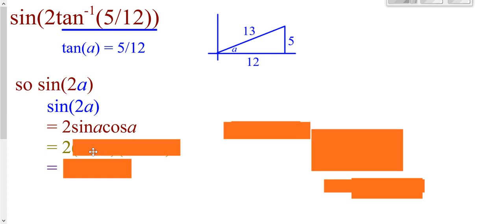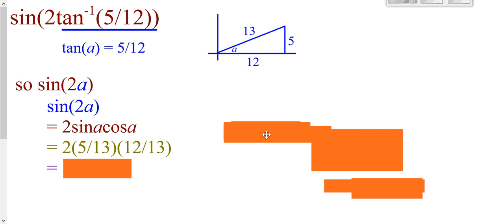So we'll go 2, go to our angle A, do our sine, opposite over hypotenuse, 5 over 13. Then we'll do our cosine, adjacent over hypotenuse, 12 over 13. Now we're just multiplying three fractions together. 2 over 1 times 5 over 13 times 12 over 13, and we get 120 over 169.